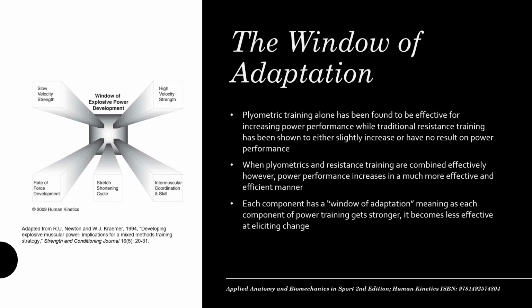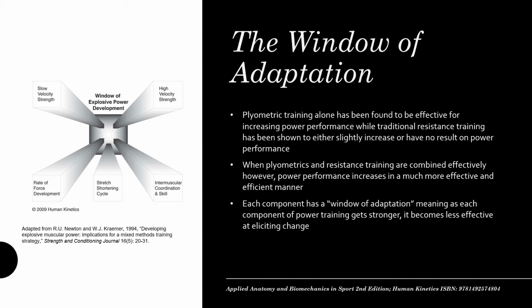The next consideration is kind of something called the window of adaptation. So kind of digging into that 1.5 times your body weight recommendation and why sometimes it's a good one and sometimes it's not. So plyometric training alone has been found to be effective for increasing power performance, while traditional resistance training has been shown to either slightly increase or pretty much have no result.